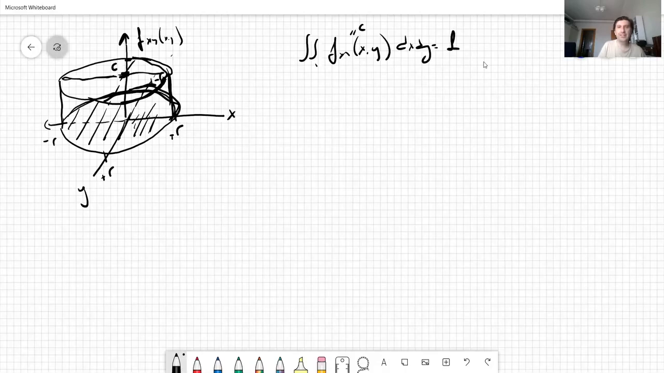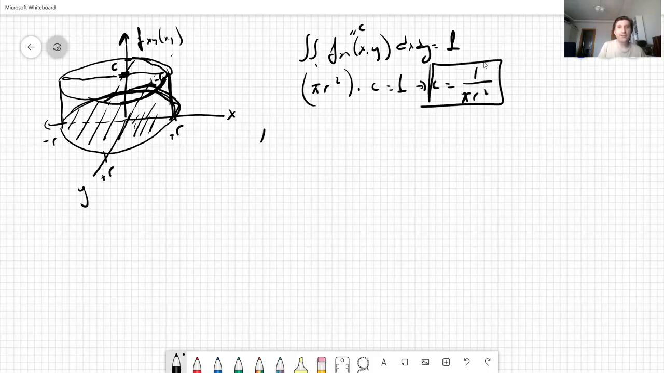I don't need to integrate. It's very simple because this is a cylinder, so it's going to be the πr² area multiplied by c is equal to 1, so therefore c is going to be equal to 1 over πr². So therefore our probability density function for these two random variables is going to be equal to the constant 1 over πr².